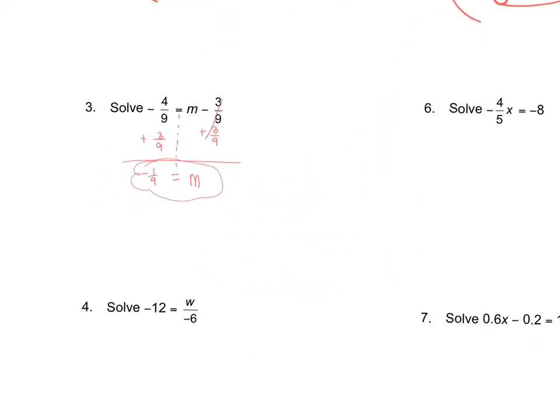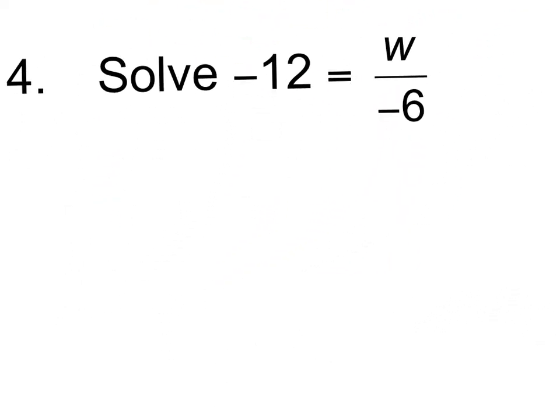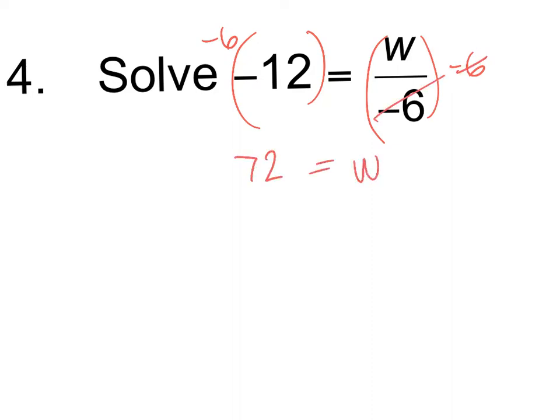So, let's look at number 4. Hopefully this one looks pretty easy. W is being divided by negative 6, so you're going to multiply both sides by negative 6. Negative 12 times negative 6 is positive 72, is equal to W.